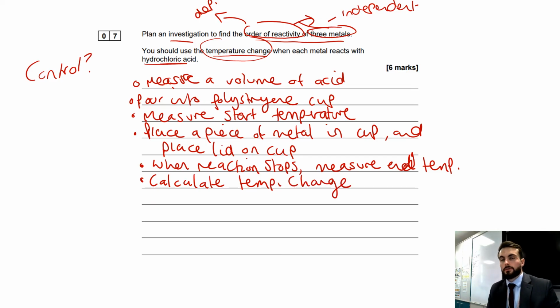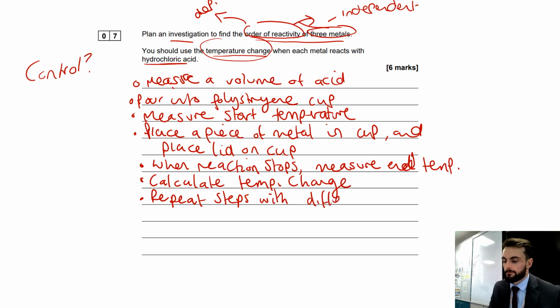Okay, once we've done that, we talked about what the independent variable is. So we've done that exact same method. So we just repeat the steps with different metals. And if we wanted to make it more accurate, this is where we're talking your 5, 6 marks. You repeat each one 3 times and calculate a mean.